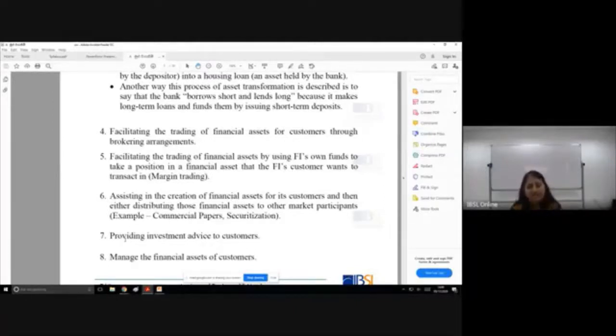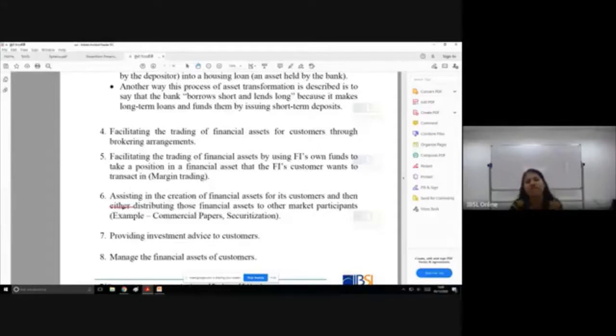The other one is assisting in the creation of financial assets for its customers, and then distributing those financial assets to other market participants. Examples: commercial papers and securitization. What I'm referring to here is investment intermediaries. Remember, I told you, they will come in.